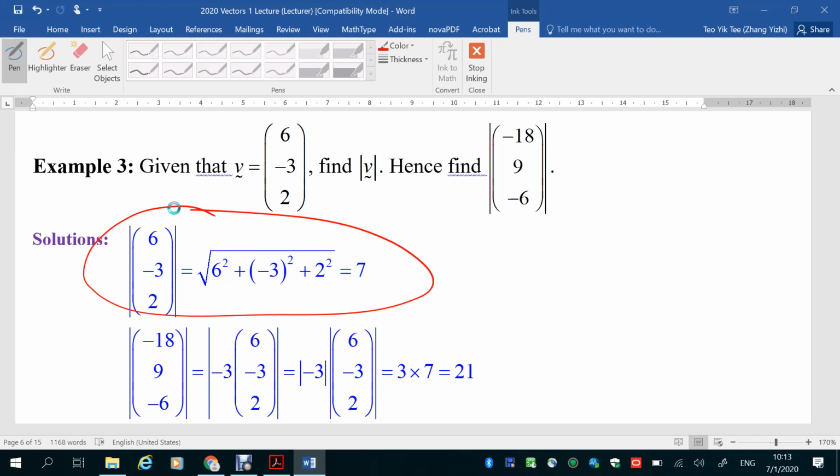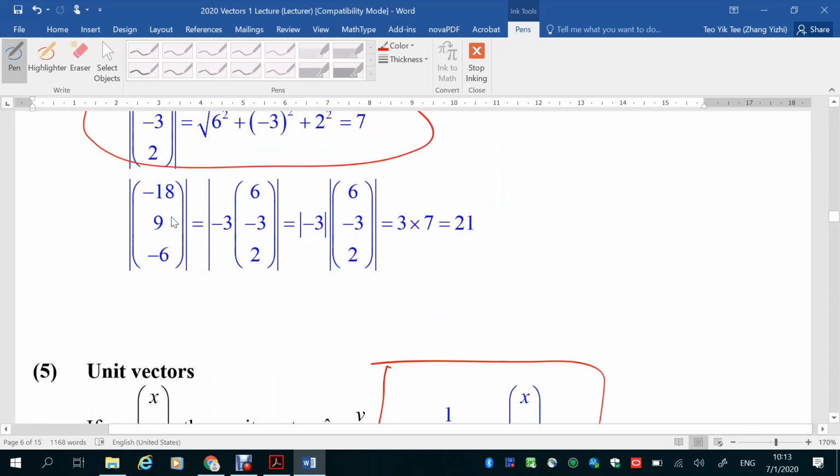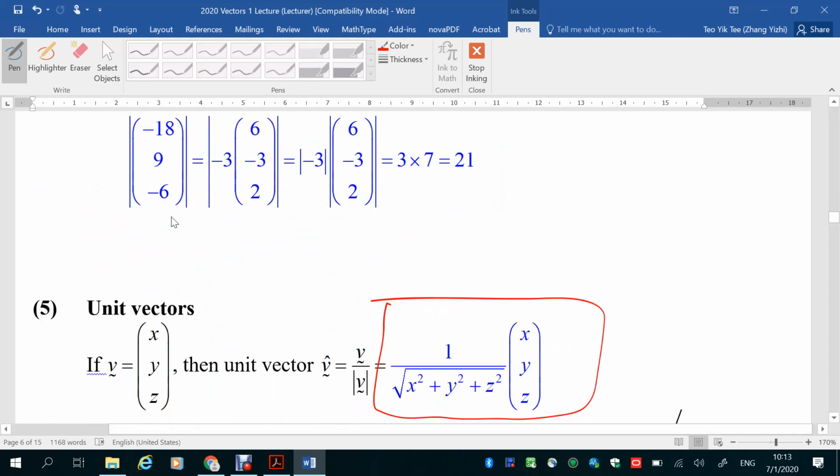It's your ratio and proportion. You understand? 6 minus 3, 2 has length 7. If I want length 1, take 1 over 7. That's how this formula comes about. Can understand? Make use of your proportion to help you.